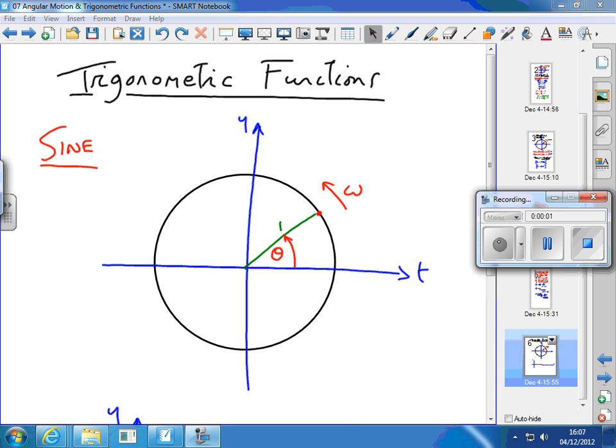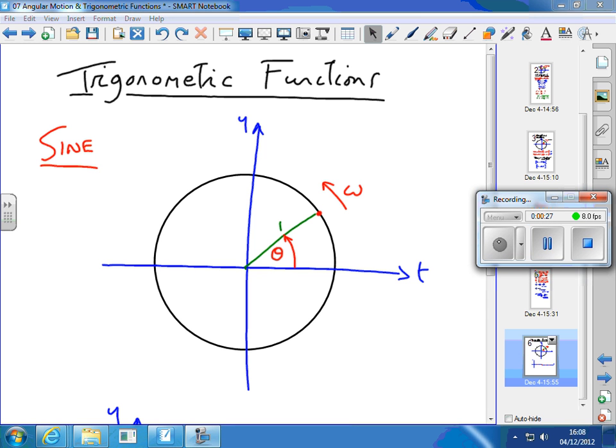What we're going to look at now is these trigonometric functions, and it's related again to this circular motion, this angular motion, so it's all related to each other. I want to talk about how the sine wave is created, and then the tangent and the cosine. We'll start off with sine, as it's the most important one.